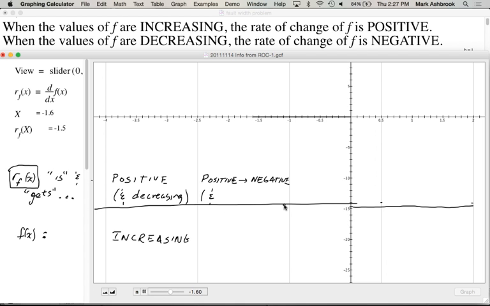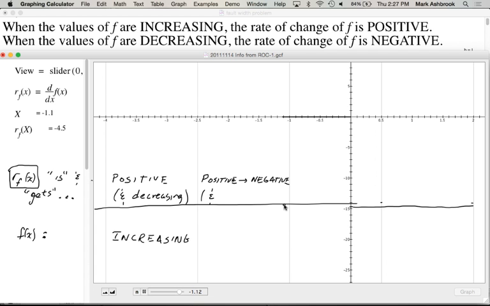Is it decreasing the whole time? Is it increasing the whole time? Or is it part of both? Increasing then decreasing? The rate of change? You should see the rate of change is always decreasing.